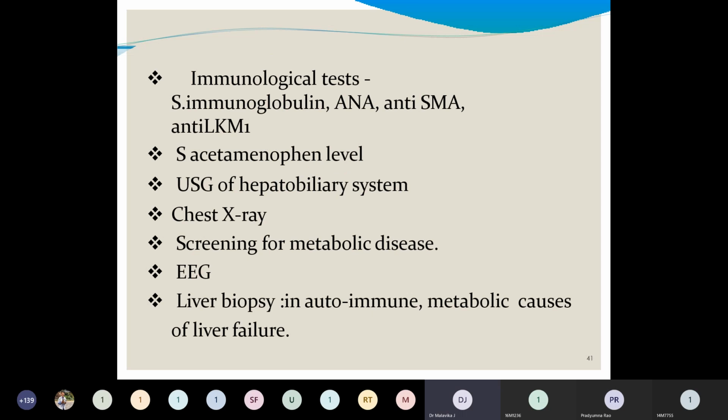So coming to the immunological tests, these are done at a later stage where the diagnosis is not ascertained. So serum immunoglobulins, ANA levels, anti-Smith antibody levels and anti-LKM1 antibody levels should be assessed. And next, when there is paracetamol toxicity, serum acetaminophen level should be assessed. Ultrasound for the hepatobiliary system, chest X-ray for any comorbidities associated with the lungs should be done, and screening for metabolic diseases. Electroencephalogram should be done. Liver biopsy is the last resort.